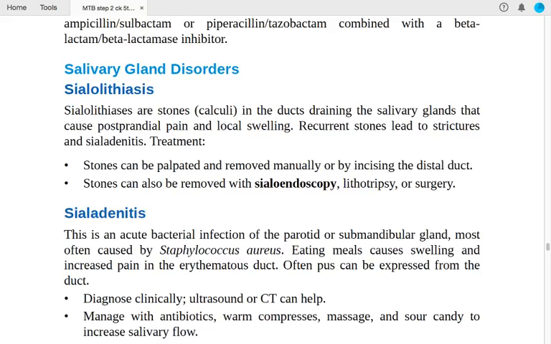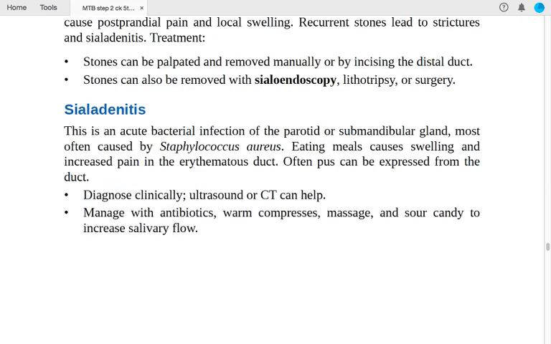You can go for sialoendoscopy and remove the stones, or with the help of lithotripsy, you can break the stones, and also surgery directly, right? Now for sialadenitis, this is an acute bacterial infection of the parotid or submandibular gland, most often caused by Staphylococcus aureus. That's a very important point for the exam, right?